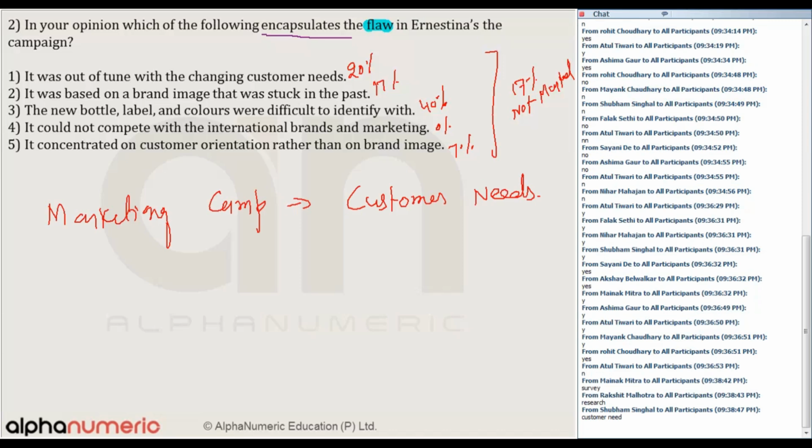Okay. So if I look at it, none of you had marked option number 4. So does anyone want me to discuss option number 4?